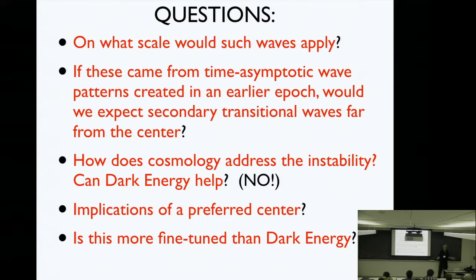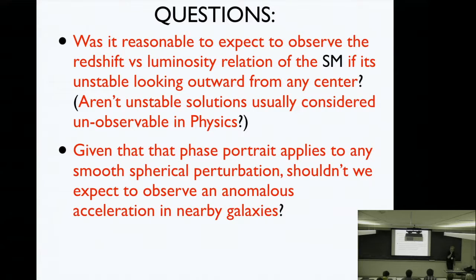Can dark energy stabilize it? No, dark energy is an outward thing. The Friedman spacetime with dark energy is just as unstable. So we have a perturbed phase portrait. It's almost exactly the same at the end of radiation. What are the implications of a perturbed center? And is this model more fine-tuned than dark energy? Dark energy is fine-tuned as being near a center, fine-tuned or more fine-tuned.